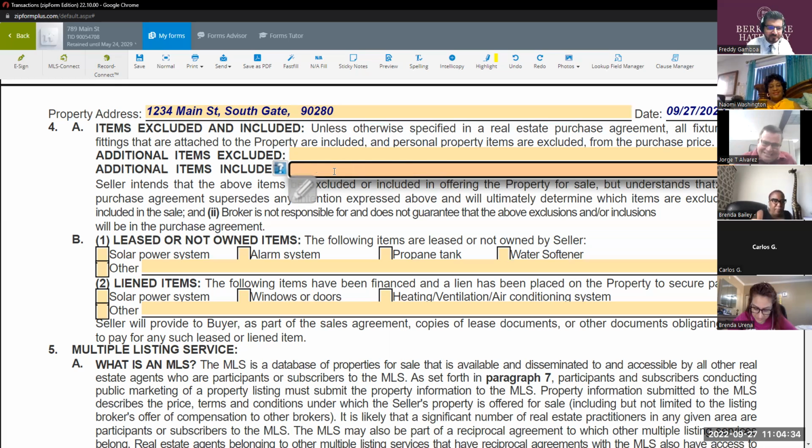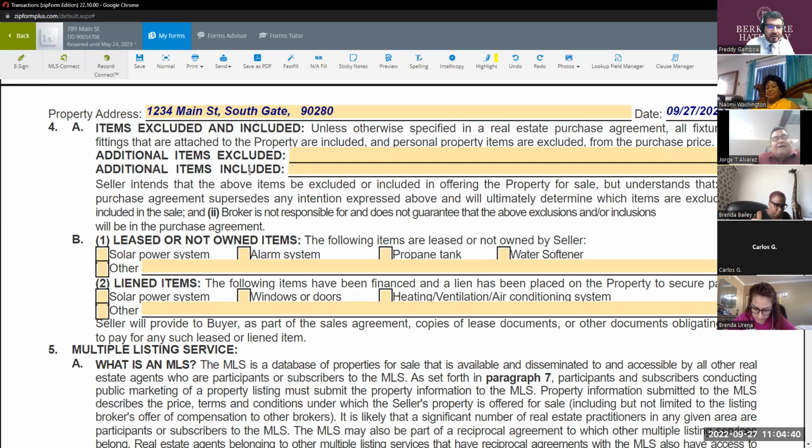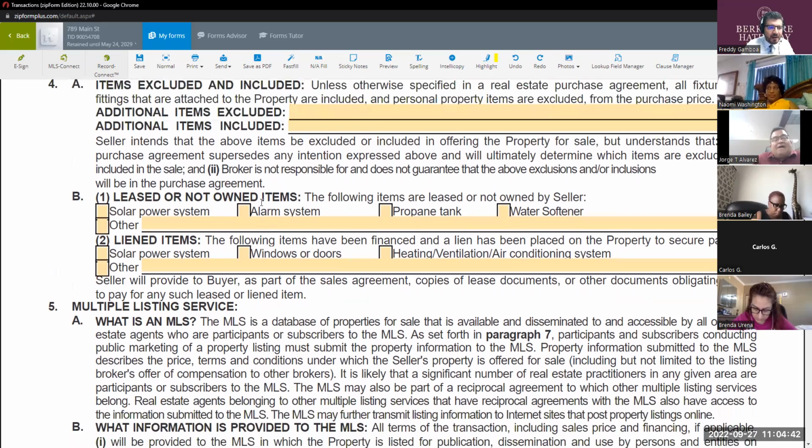So yeah, or things that are excluded, right? Washer and dryer, refrigerator, all that good stuff. Okay, let's move on. 4B, right? Leased, not owned items. What are things that are being leased? It could be a solar panel, alarm systems, propane tanks, water softeners, or others, right?